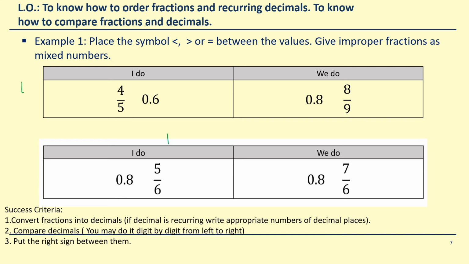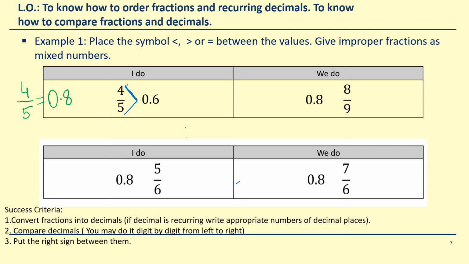Okay, so 4/5 is 0.8. I'm sure that we all know how to turn fractions into decimals, so I'm not going to dwell on that. And now I can compare it. So there are 0 units. Here I've got 8/10, and here I've got 6/10. So definitely this is larger. Okay, let's have a look at the next one.